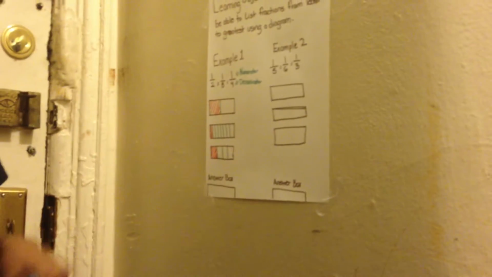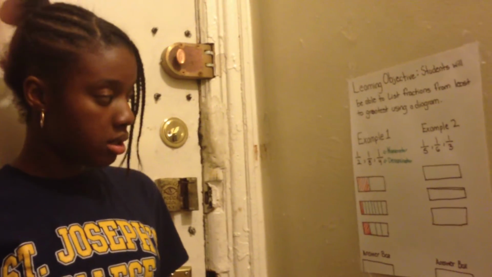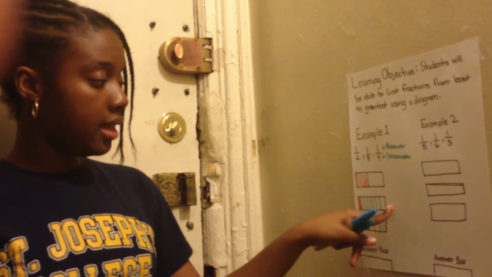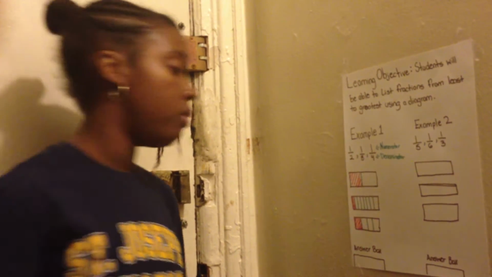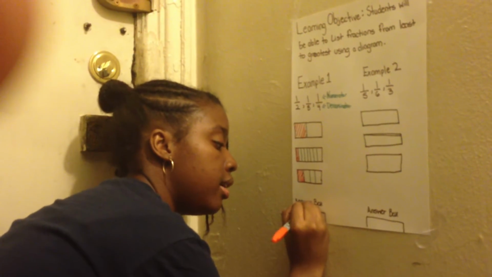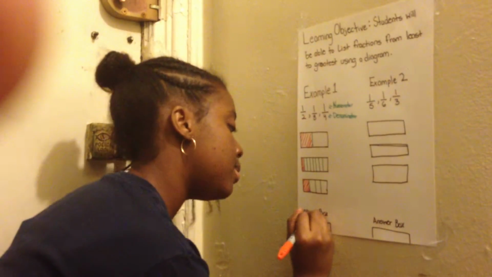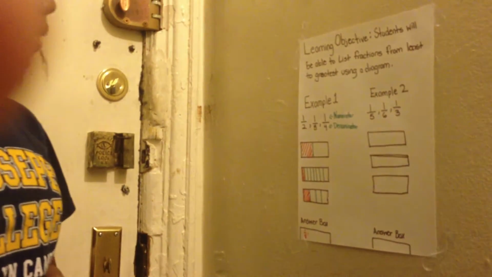So now we're going to list it from least to greatest. Which one of our 3 diagrams is smaller? Which one is our least? Is it 1/2, 1/8, or 1/4? 1/8. So we're going to put that answer in the answer box. So we have 1/8.